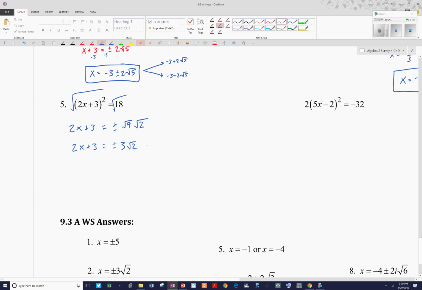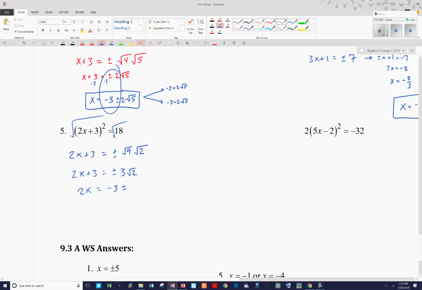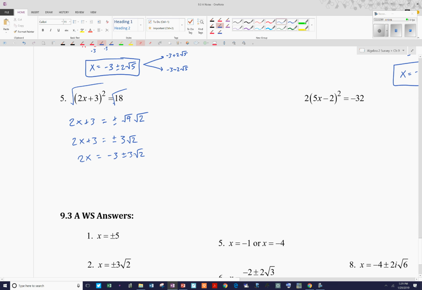All right, then the next thing we're going to do is subtract that 3 over. So it's going to look like this. -3. So I just subtracted 3 and I put it in front like we did right here, where we put it in front. -3 plus or minus 3 square roots of 2. And then the last thing that we're going to do is we're going to divide by 2. We're just going to leave our answer like that. -3 plus or minus 3 square roots of 2 over 2. That's going to be our final answer. That is an exact answer, not worrying about the decimals.